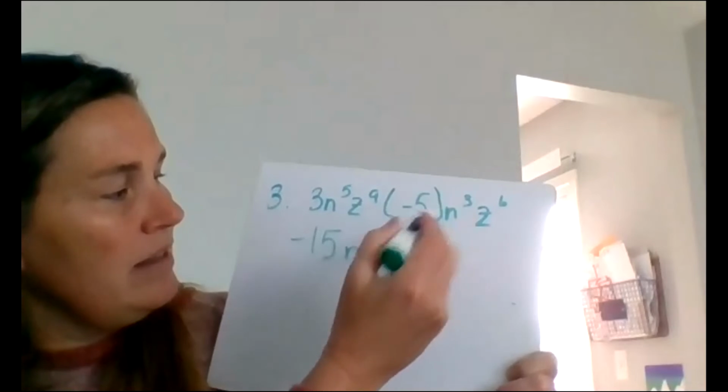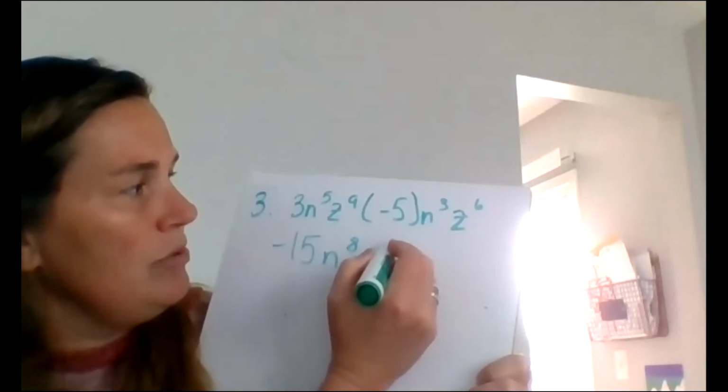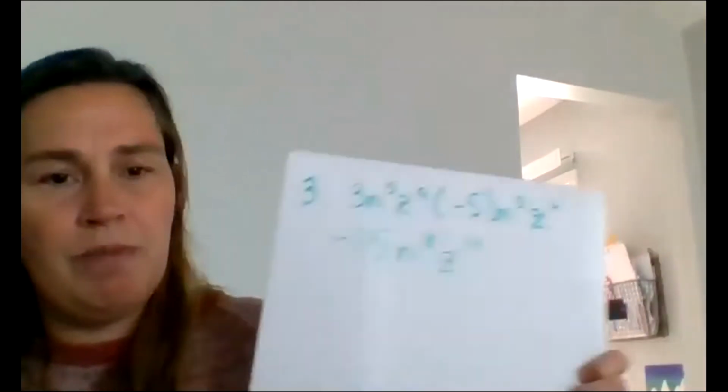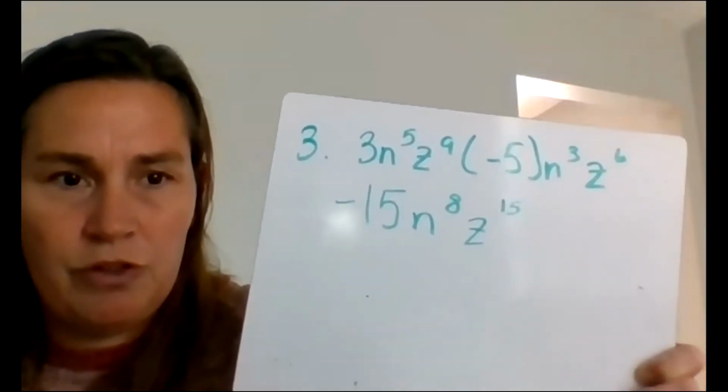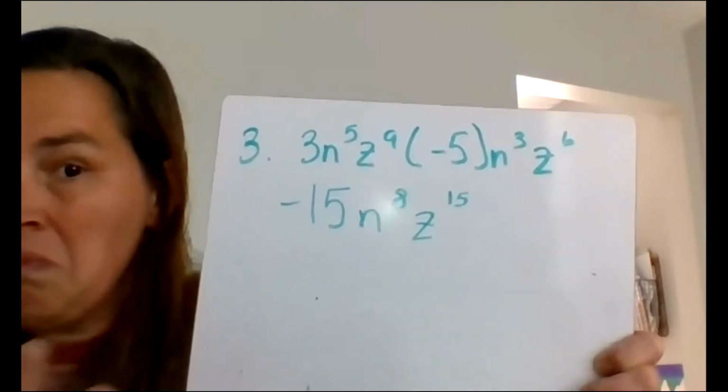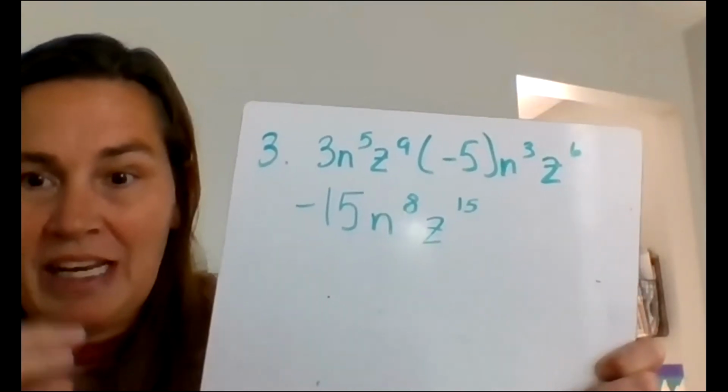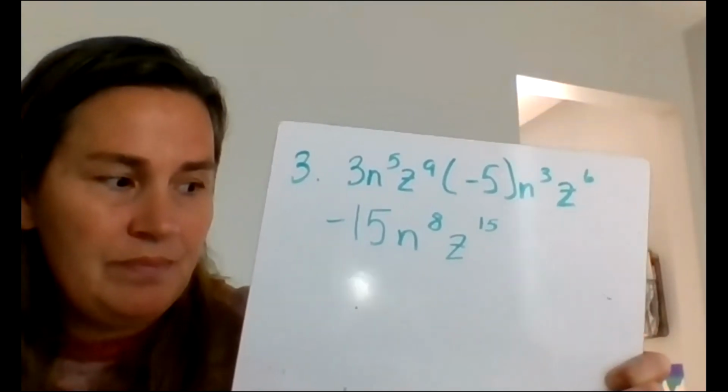And I have z to the 9th times z to the 6th. So that becomes z to the 15th. I always make my z with the line through it so you don't get confused with it being a 2. Much easier to do than the other way, and you go a little bit faster.